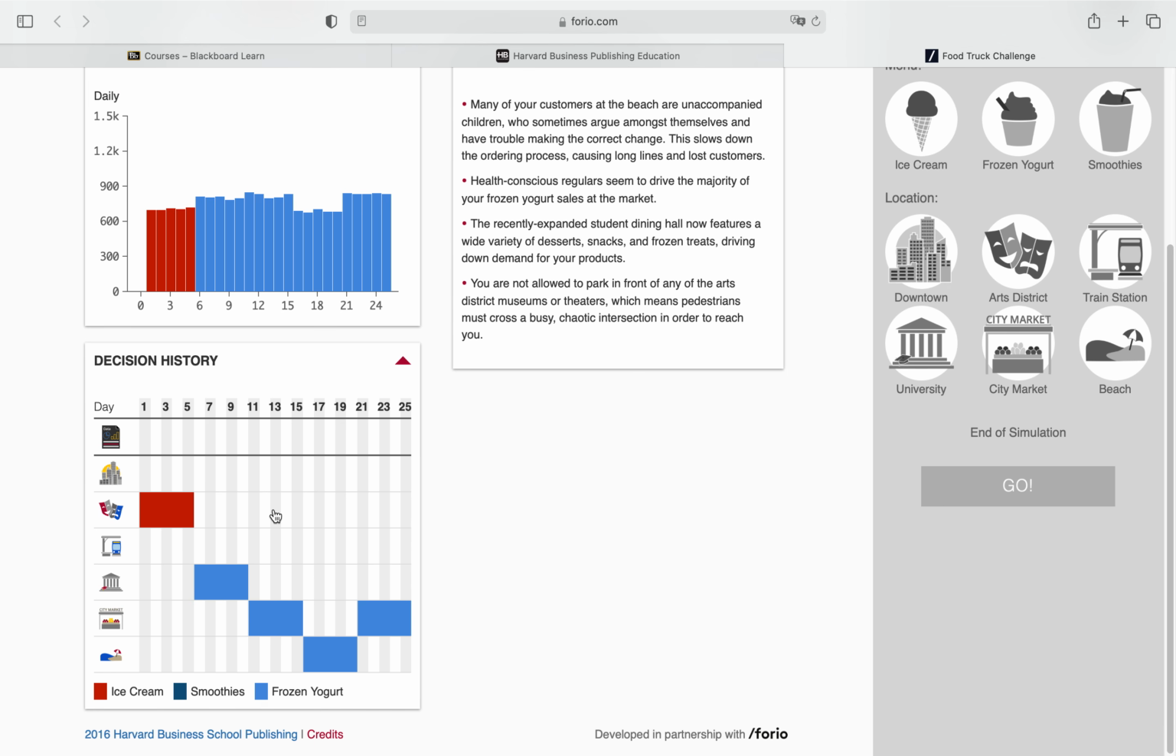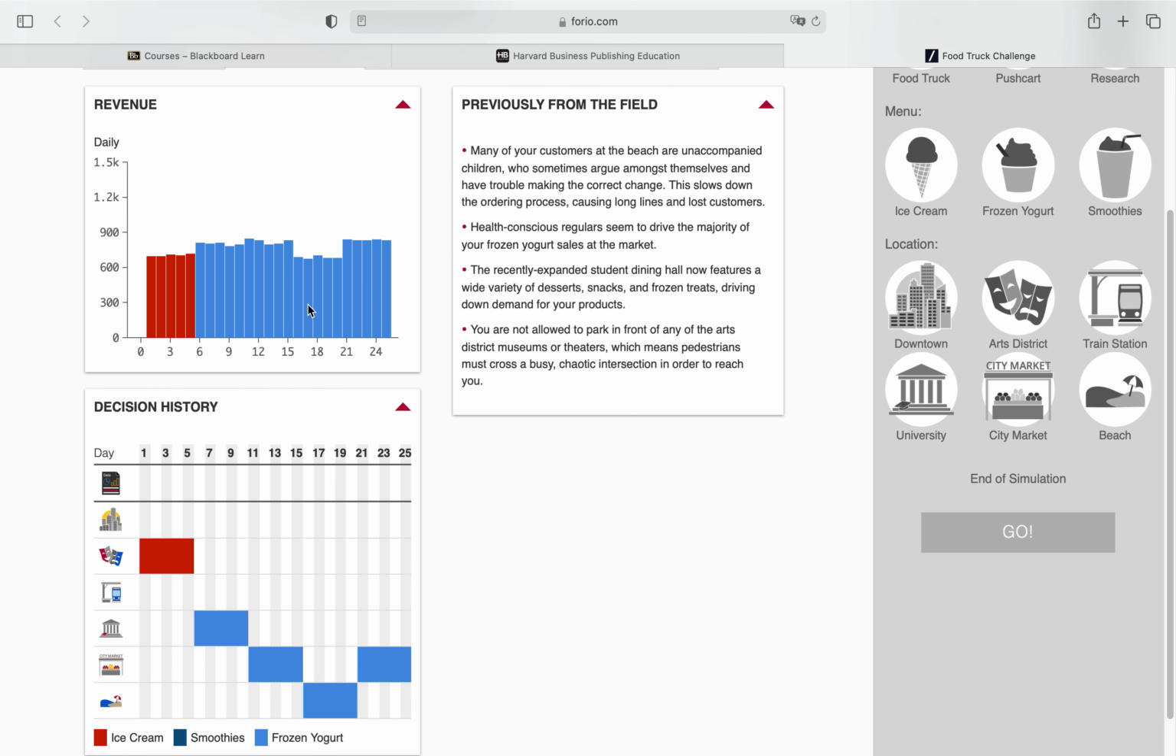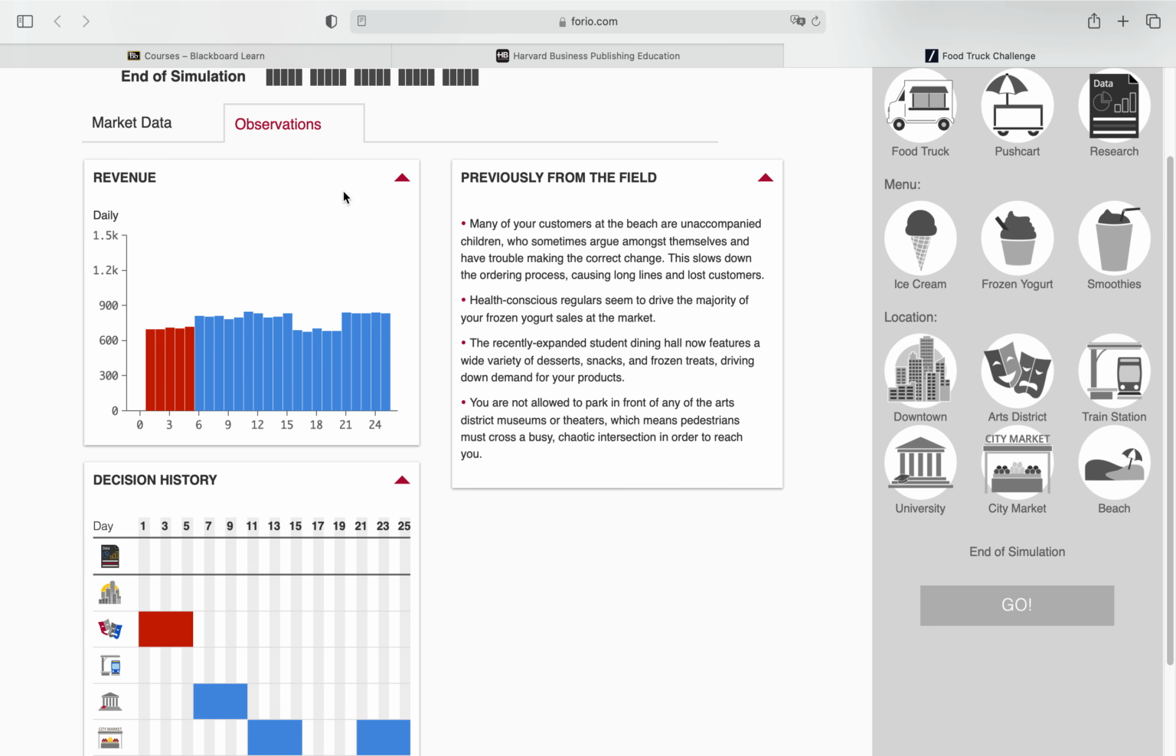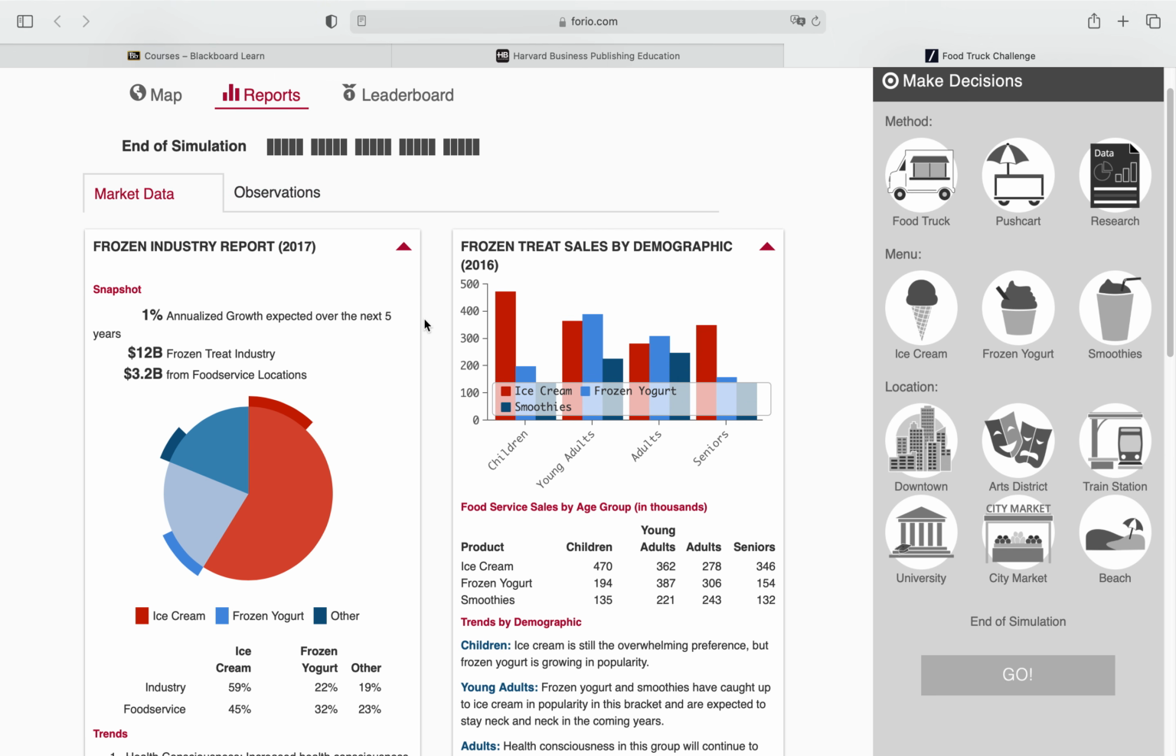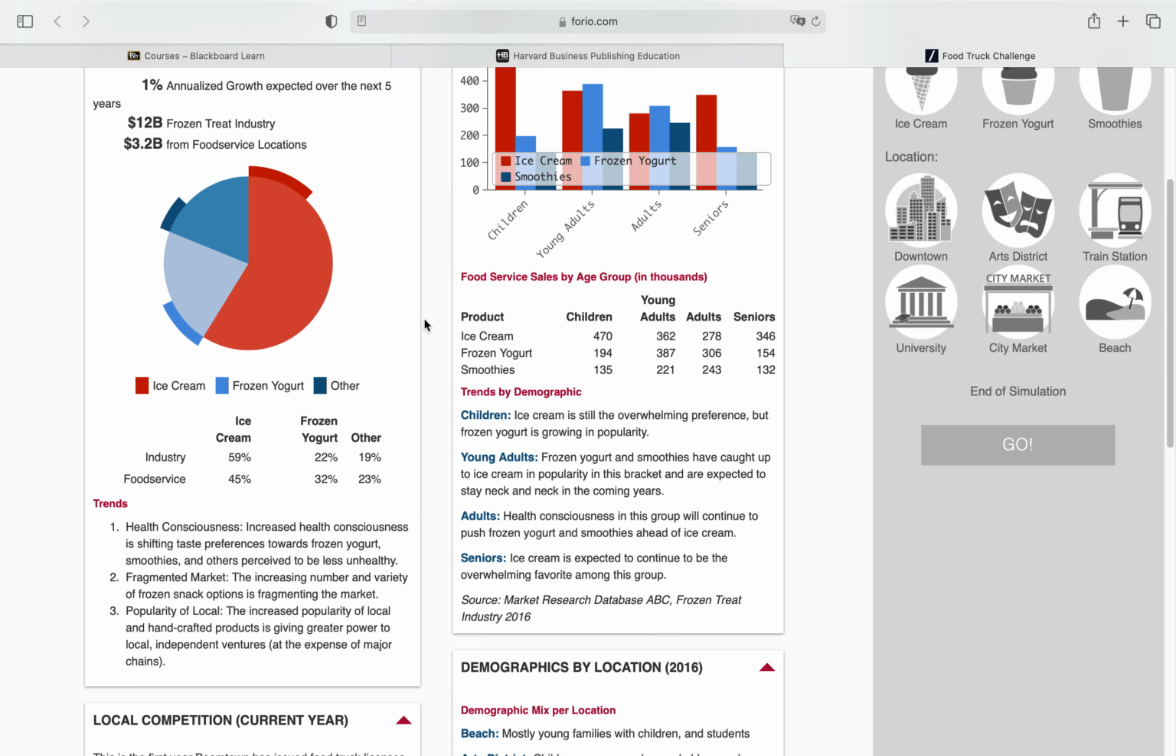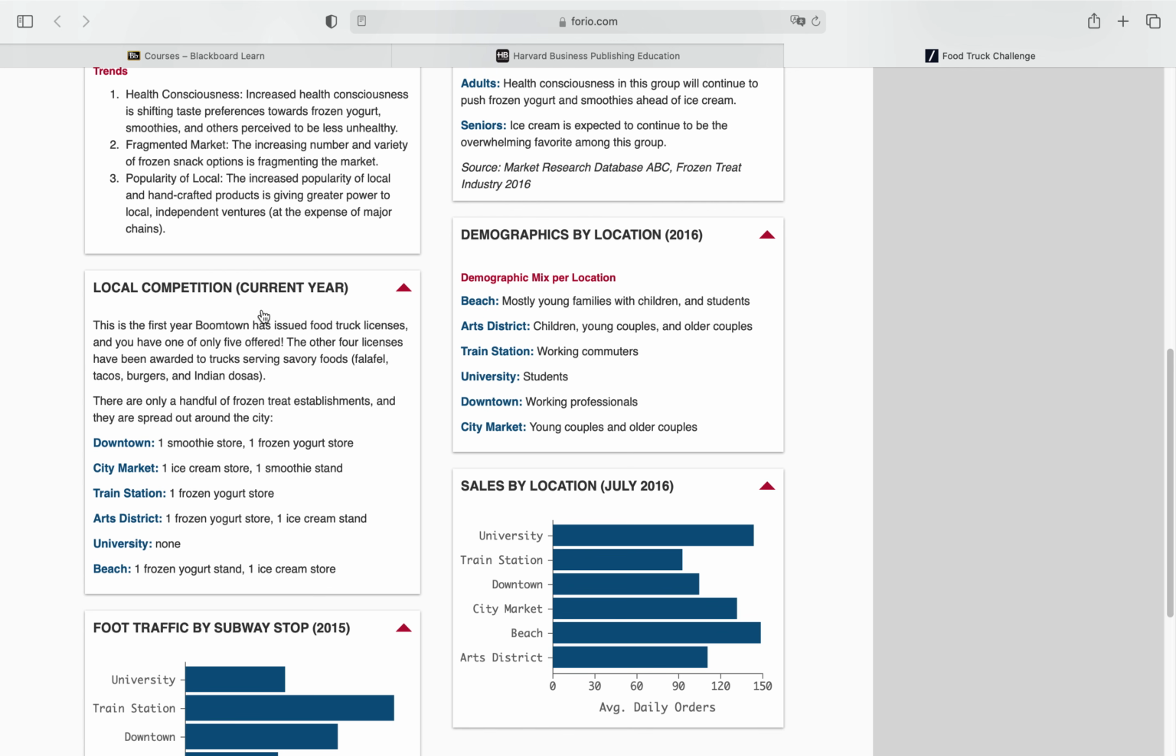And moving on to the fourth week, which is frozen yogurt at the beach. Before we dive into it, as you can see, the overall revenue dropped down a little bit. So we can go see why that happened. When you go back to market data, let's first check out the competition.